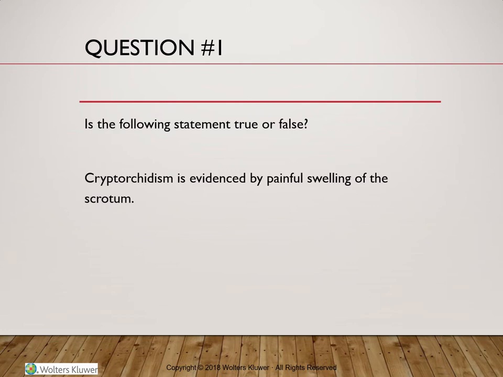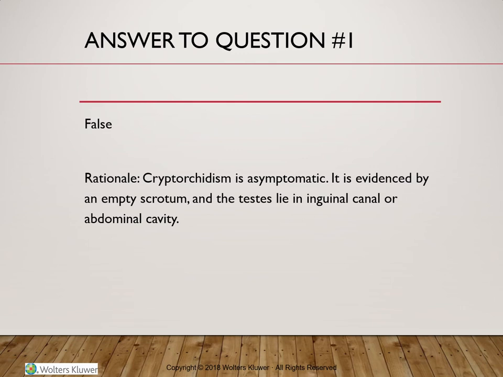So first question will be, is the following statement true or false? Cryptorchidism is evidenced by painful swelling of the scrotum. So that statement is false, and that's because cryptorchidism is totally asymptomatic. The only evidence of cryptorchidism is an empty scrotum. And sometimes we may be able to palpate testicles in the inguinal canal. Otherwise, they will be in the abdominal cavity and will be evident only if we are using ultrasound or during surgery.